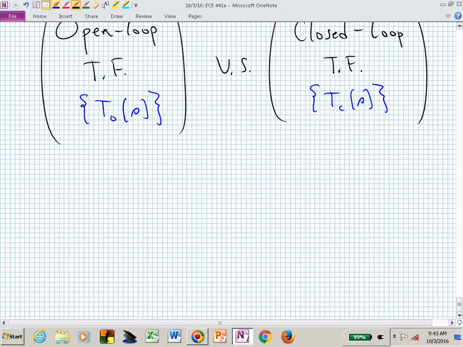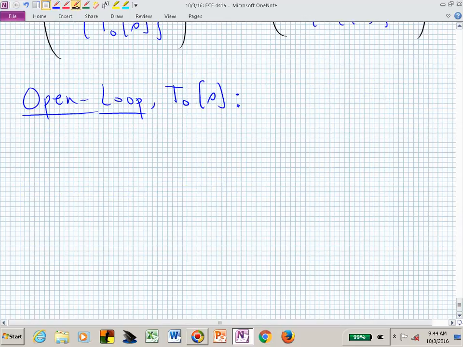Let's start then with the open loop case. And that now is what we were calling T sub 0 of s. That has a pretty easy block diagram.